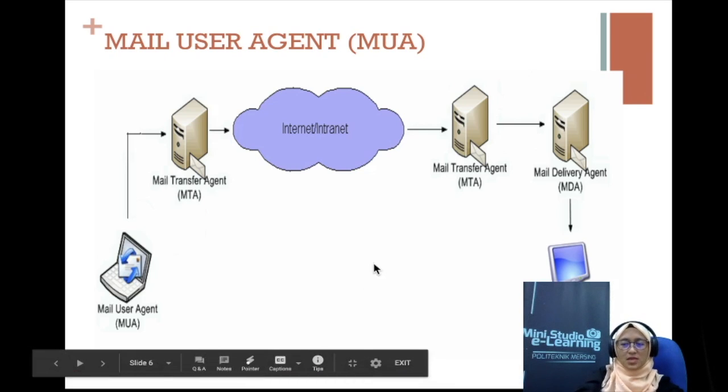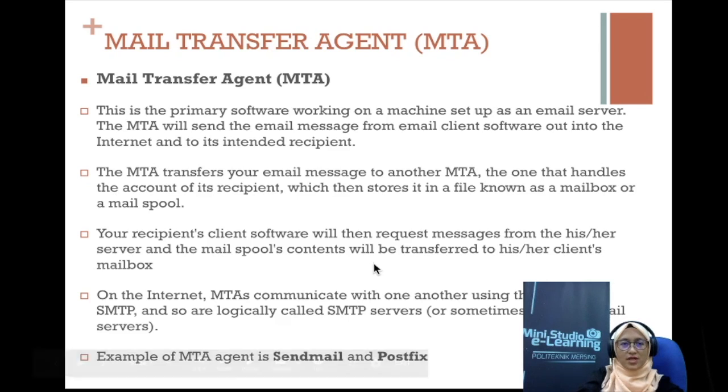Okay, so we go to the mail transfer agent. This is the second agent in a mail server. This is the primary software working on a mail server setup. The MTA will send the email message from the email client software out into the internet to its intended recipients.